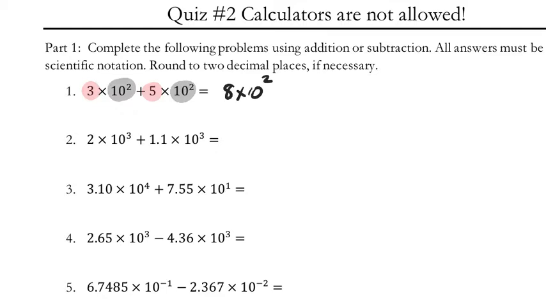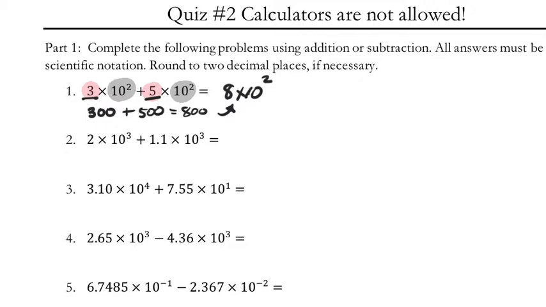Always leave the base and the power the same in that case, at least if the two coefficients add up to less than 10, which they do in this case. You could also convert these into standard notation. This would be 300 plus 500, which is 800, and 800 in scientific notation is 8 times 10 to the second.